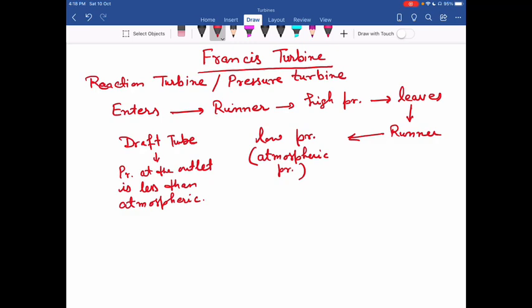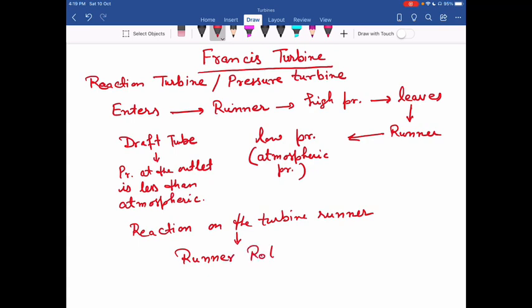So due to this difference of pressure from inlet to outlet, there is a reaction on the turbine runner. Due to that reaction, the runner rotates. The runner of the turbine rotates.